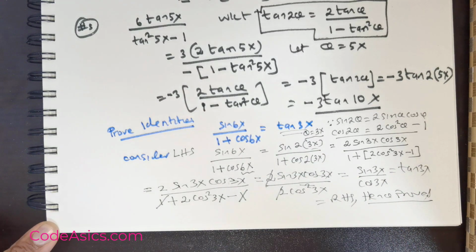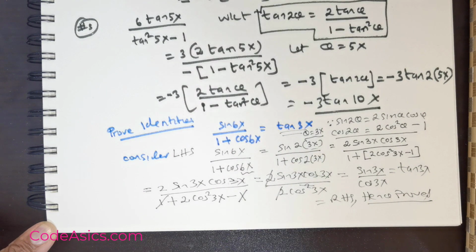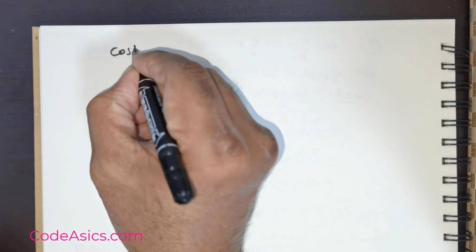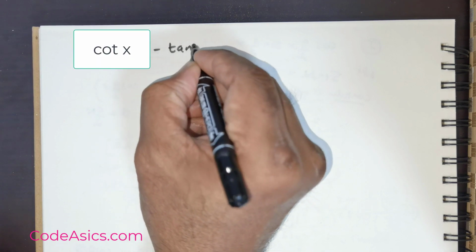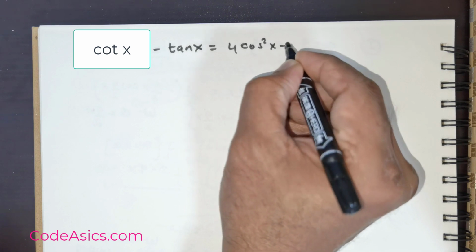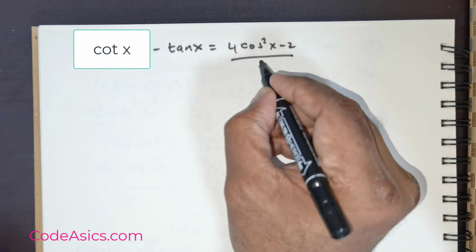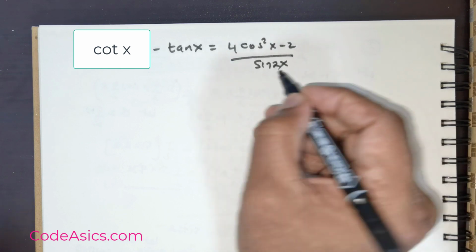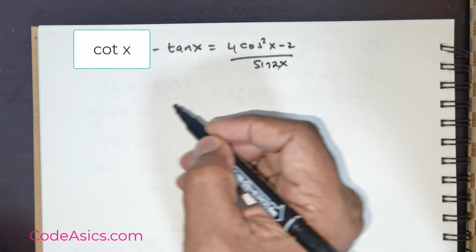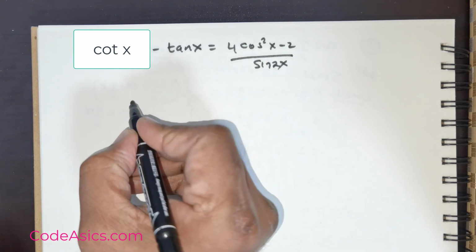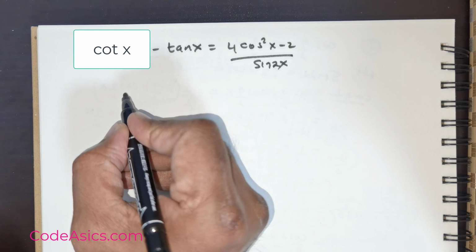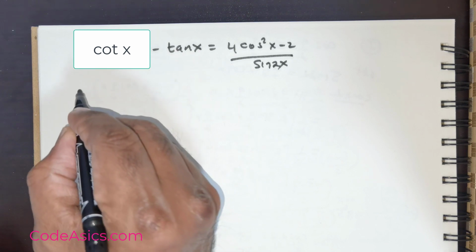You see that? And that is the end for this particular question. Now we are asked to prove this, students: cot x minus tan x is equal to 4 times cos squared x minus 2 divided by sine 2x. In this case you can either use the left hand side or the right hand side, depending upon your choice. So what I wish to do is start with the left hand side.